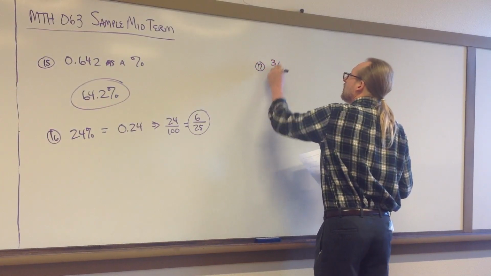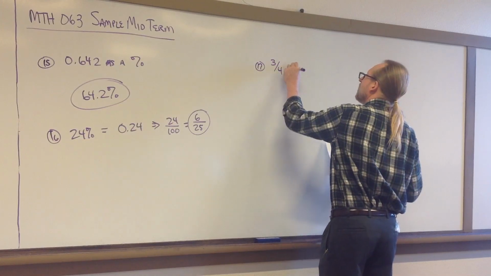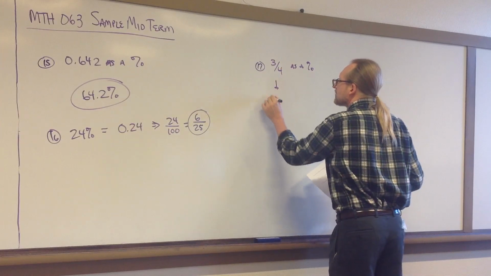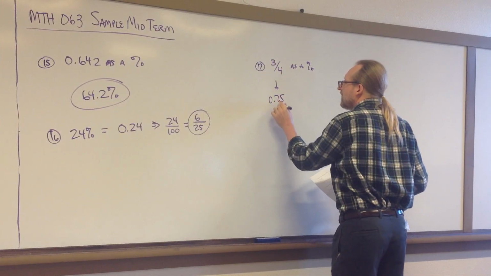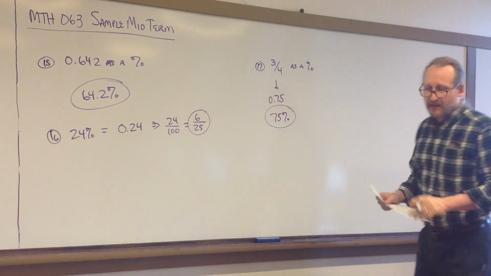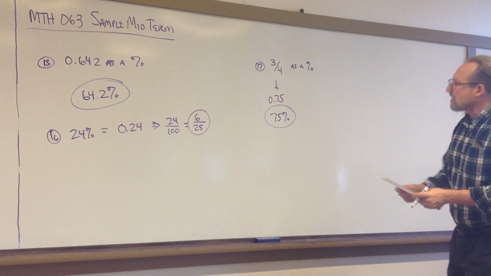17, 3/4 as a percent. So first, let's make it a decimal, 0.75. Then move the decimal point 2 places over. That's 75%. All right.